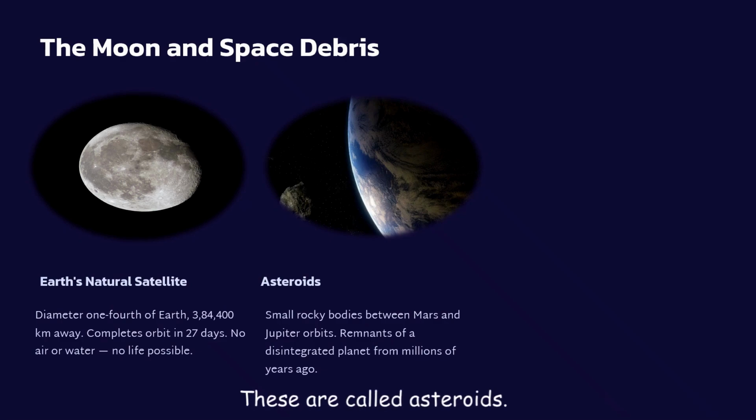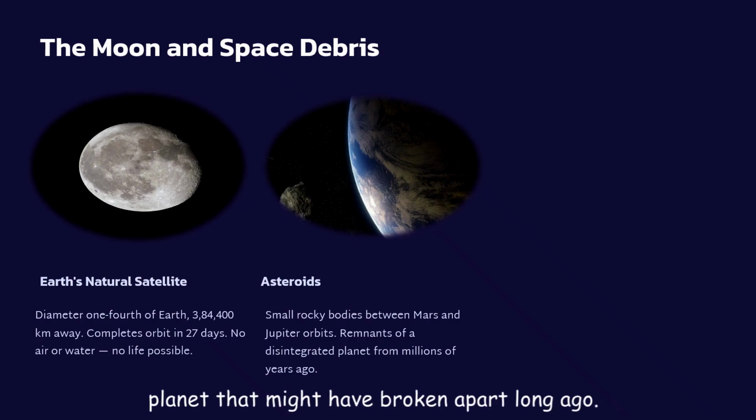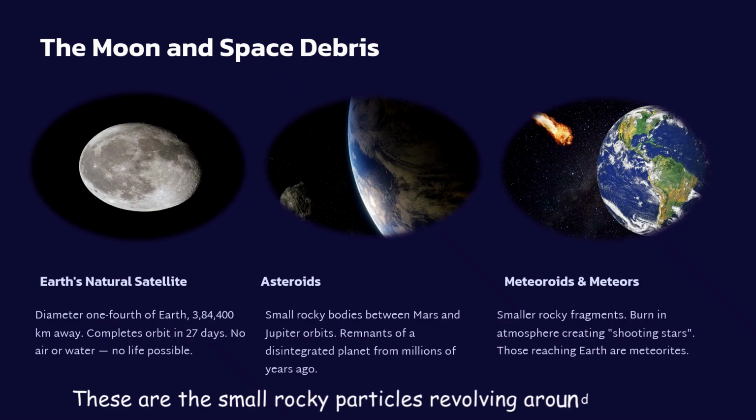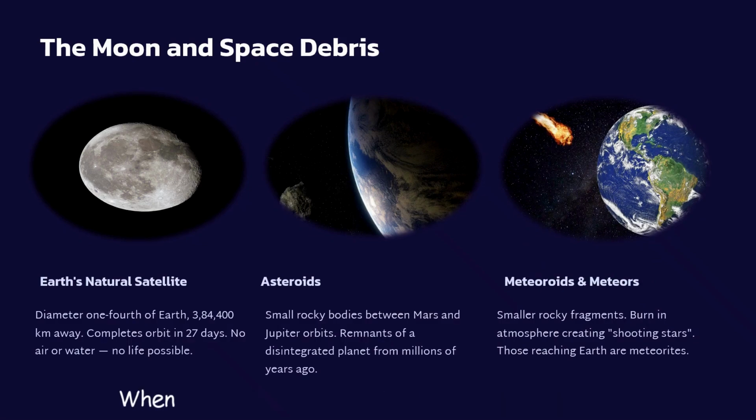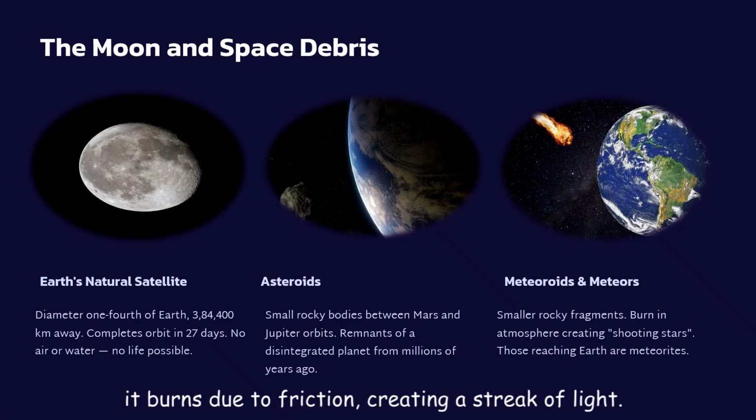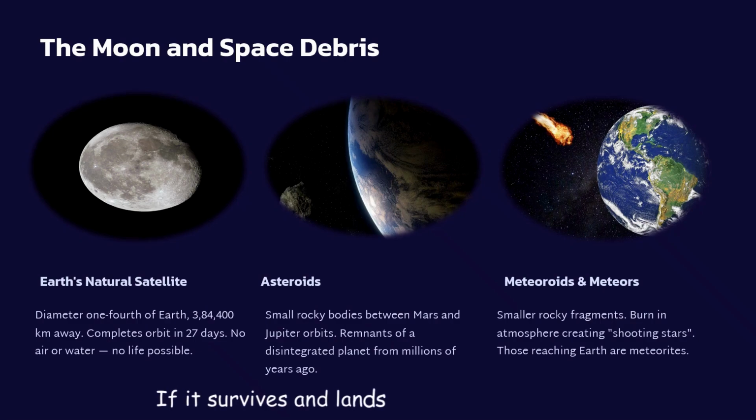Now, between Mars and Jupiter, there's a region filled with numerous small rocky bodies. These are called asteroids. Scientists believe that they are remnants of an ancient planet that might have broken apart long ago. Then we have meteoroids. These are small rocky particles revolving around the sun. When one of these enters the Earth's atmosphere, it burns due to friction, creating a streak of light. We call that a meteor or a shooting star. If it survives and lands on Earth or hits the Earth, it is known as a meteorite.